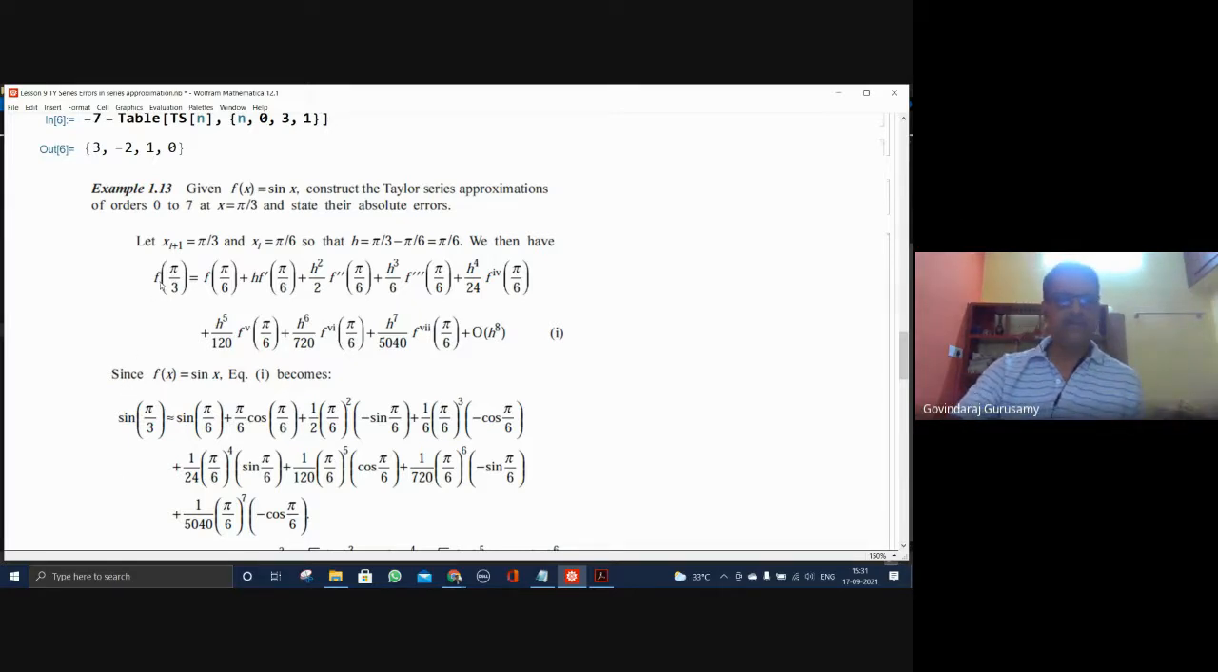So f of pi by 3, which means the function is sine of x, the pi by 3 value. If I substitute sine of pi by 3, I will get a number. Is it not? How long should we use the series approximately, so that we reproduce the value of f of pi by 3 in the series approximation? You have to go from 0 to 7 orders. So now this is what we have to do. The 7th order is taken, and this is the error component here.